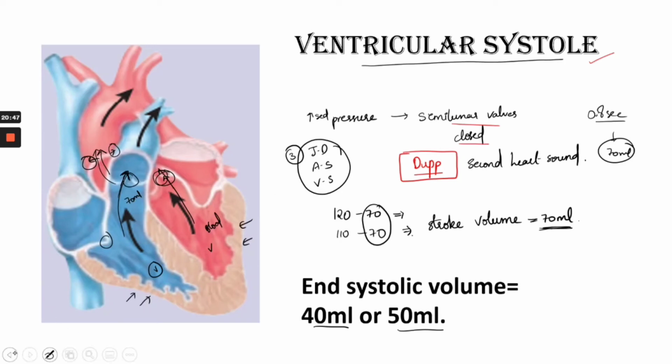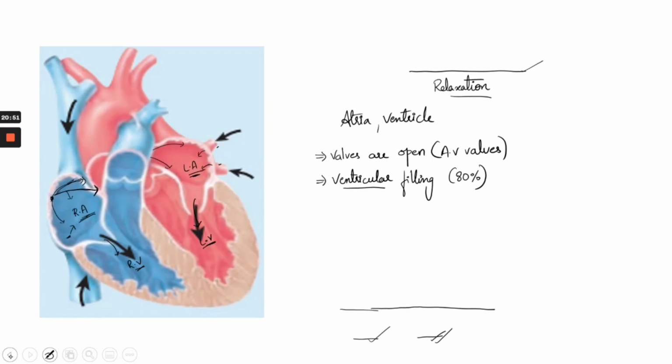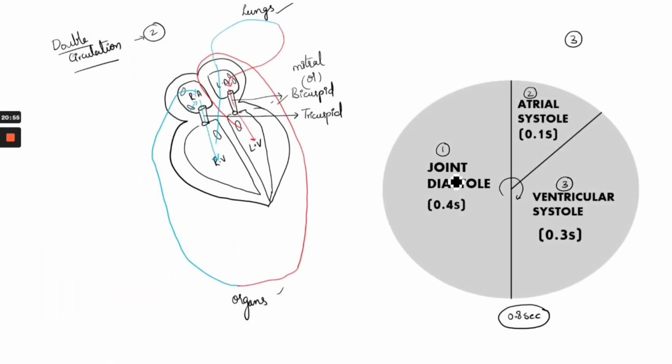If you see here, for your easy understanding, the one which we have drawn. See, the first one, joint diastole, both are at resting condition, right? Now, depolarization has started in atria, which leads to atrial systole, right? Then depolarization goes to ventricles and causes ventricular systole. So, after ventricular systole, how much blood is pumped? 70 ml of blood, right?